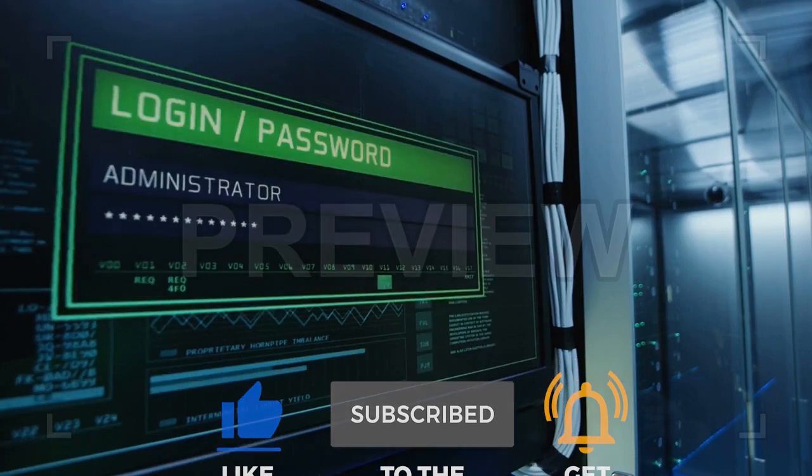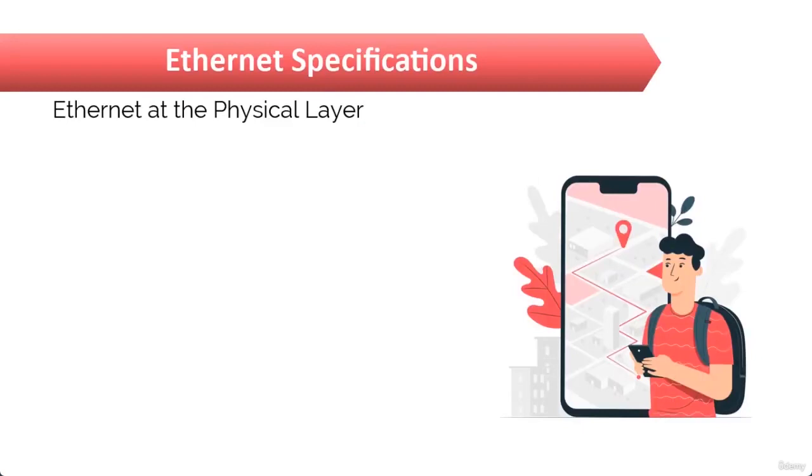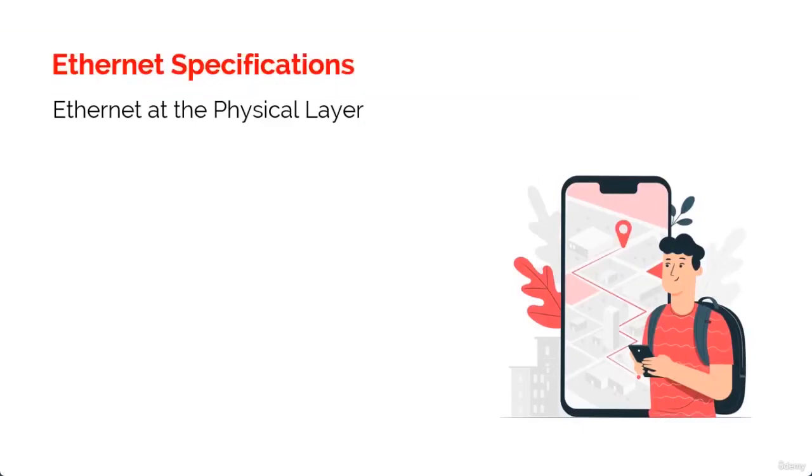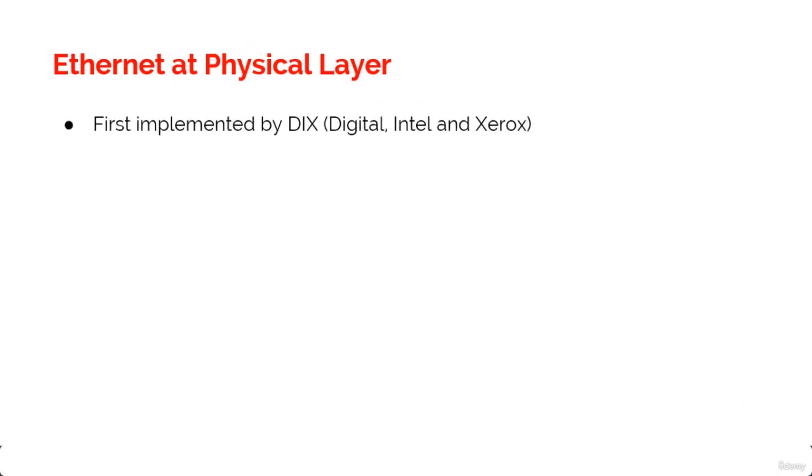Well, this is the third part of the network series. Let's start. Let us speak about how Ethernet is implemented at the physical layer. Ethernet was first implemented by a team called DIX, Digital, Intel and Xerox.